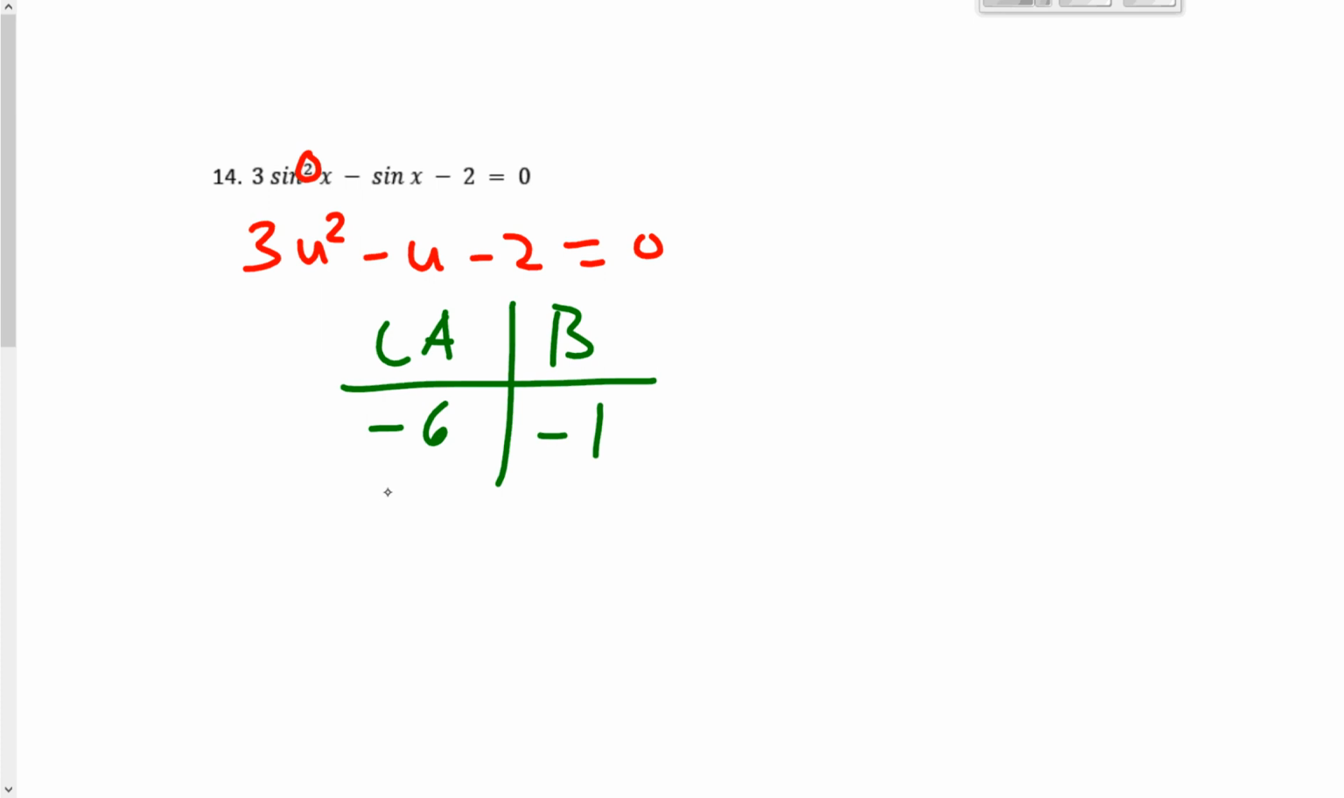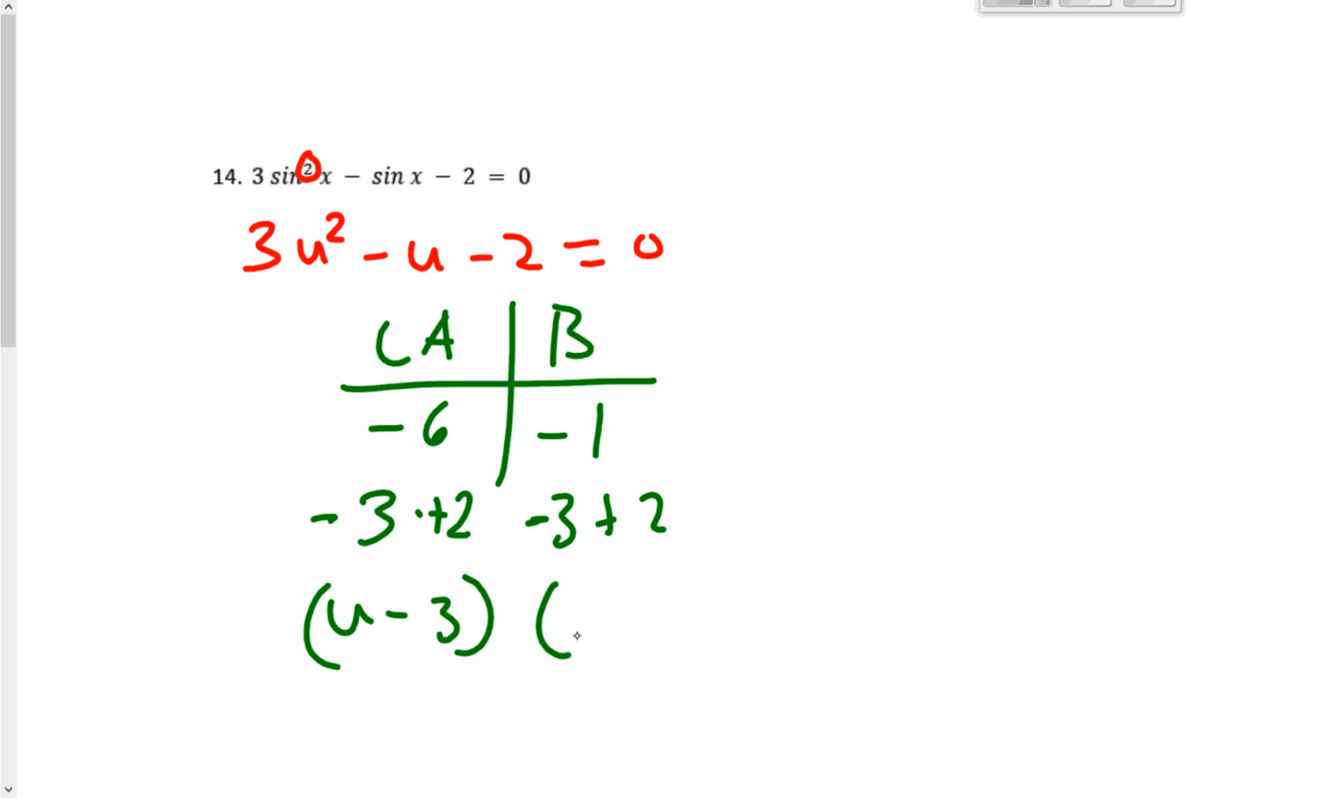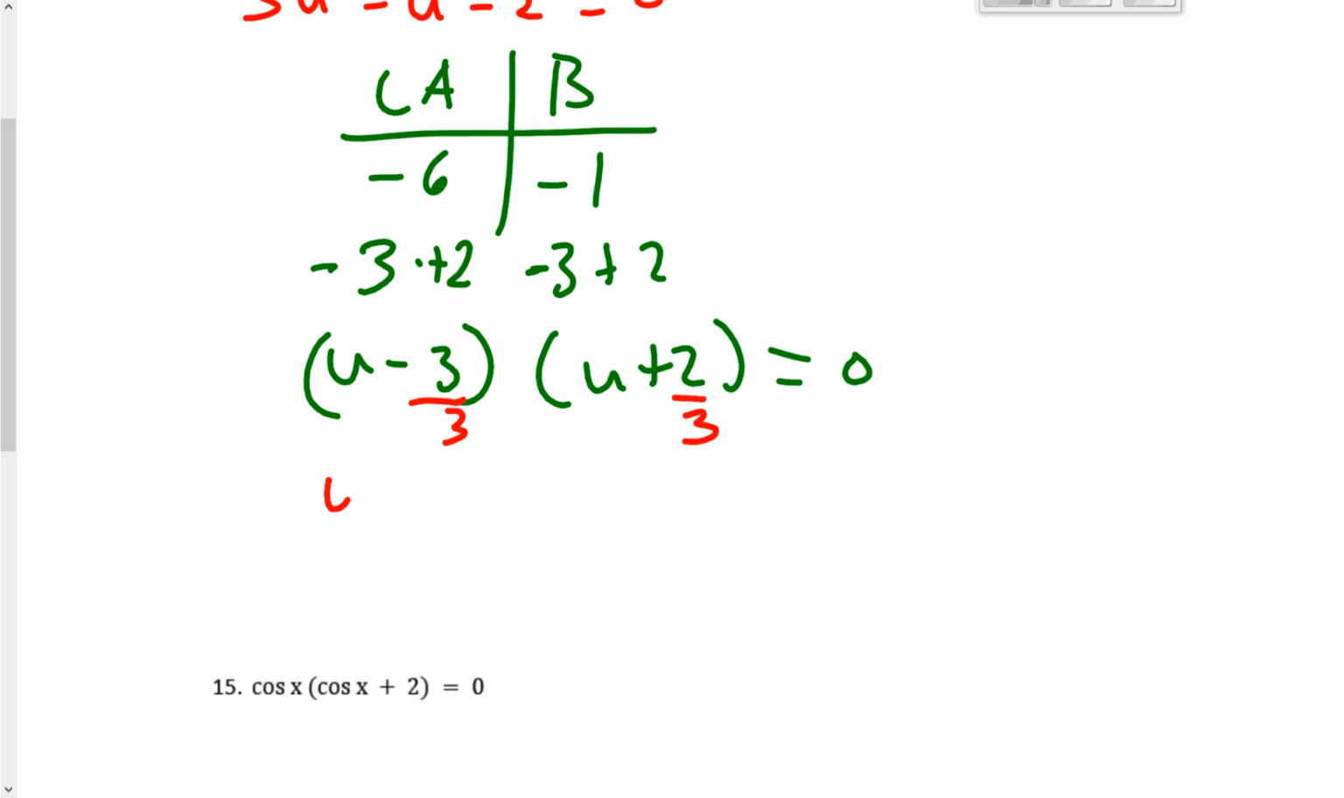So this would be a 3 and a 2 and a -2 at that, because 3 minus 2, oops, switch those around, so that's a negative and that's a plus. So that gets me -6 and that gets me -1. Alright, so then I have u minus 3 times u plus 2 equals 0, and then I have to divide these by my a, which is 3. So then I can set them equal to 0, so u equals +1, and u equals -2/3.